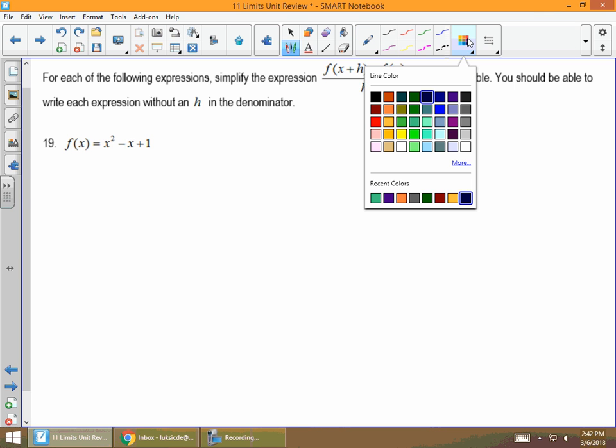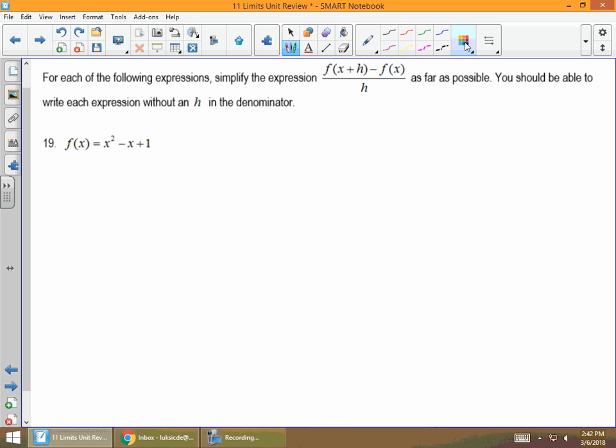Okay, so here we go. Here's our f of x. So when we're plugging into f of x plus h, what happens is with every one of our x's, just for that piece, they're going to become x plus h. So for f of x plus h, just that piece, I have x plus h squared that replaces that x for the squared term. And then I have minus x plus h that replaces that negative x term, and then plus 1. So that's the f of x plus h portion of this problem.